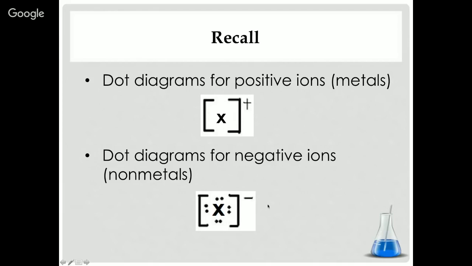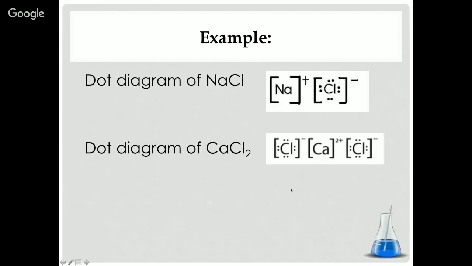And then for the negative ions, recall that for nonmetals we have, again, the symbol, and we have 8 dots representing the full valence shell. Then we have our brackets and then the charge again on the upper right-hand corner outside the brackets. So for an ionic compound, we're essentially just putting these together. So let's see an example. If you want to draw a dot diagram for NaCl, we have the sodium ion, and we place that next to the chloride ion. Again, notice the metal has no dots, brackets and charge. The nonmetal has 8 dots, brackets and charge.